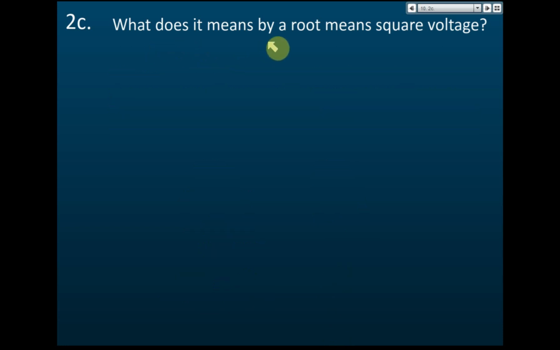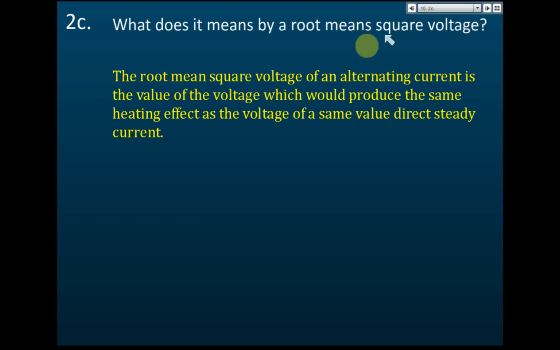What does it mean by a root mean square voltage, or Vrms? Any idea? Do you still remember what is root mean square voltage? So root mean square is always for alternating currents. We don't have a root mean square value for direct currents. So the root mean square voltage of an alternating current is the value of the voltage which would produce the same heating effect as the voltage of the same value direct steady current.